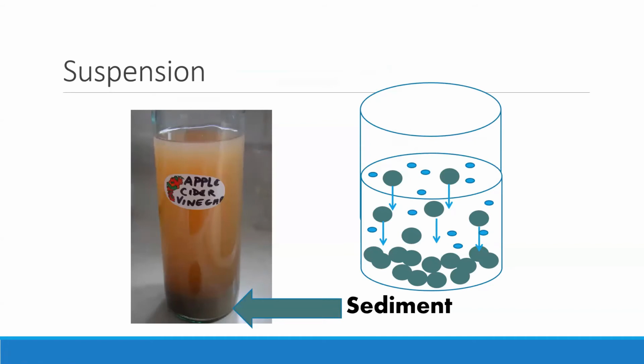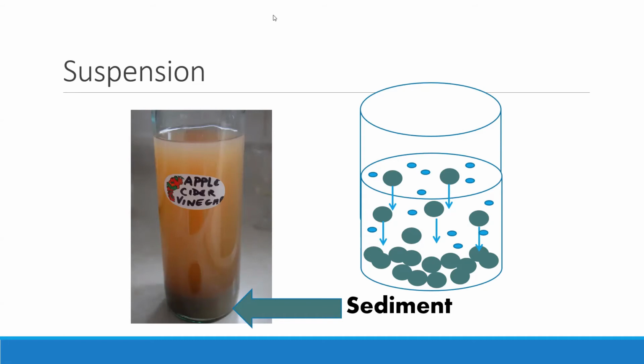Now, what is a suspension? A suspension is when you have things that are dissolved and things that sink. Okay, so when things sink, they sink to the bottom because they don't dissolve. So we actually have a name for that. It's called sediment. Now, this is an example of apple cider vinegar. It has stuff that sinks to the bottom.